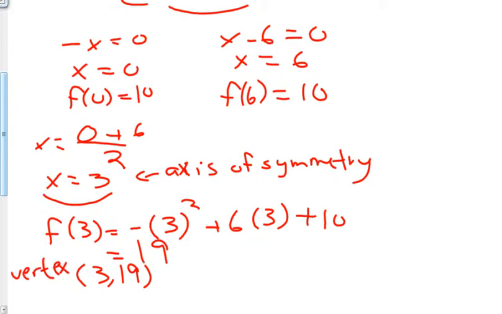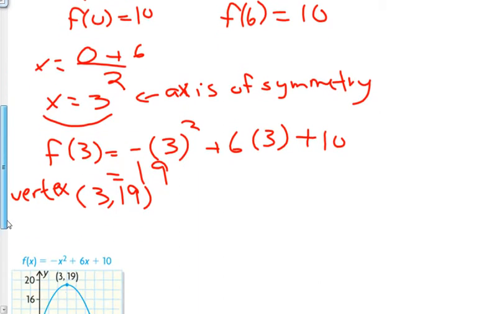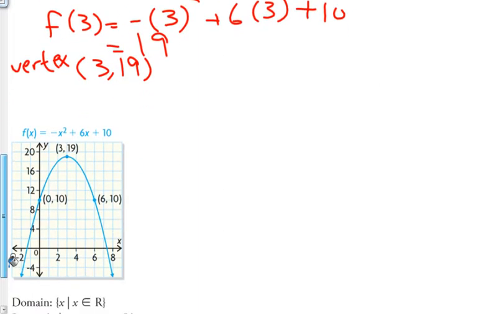Now using all of this information, I can graph this function. So I have my vertex at (3, 19). I can plot that point. I know that where y is 10, x is equal to 0, and x is equal to 6, so I can plot those points, and then I can sketch my parabola from those points. There's my parabola. The domain, of course, for x is all the real numbers.